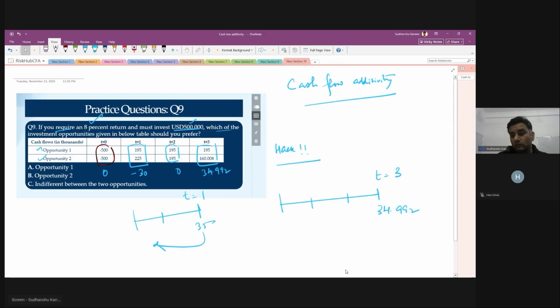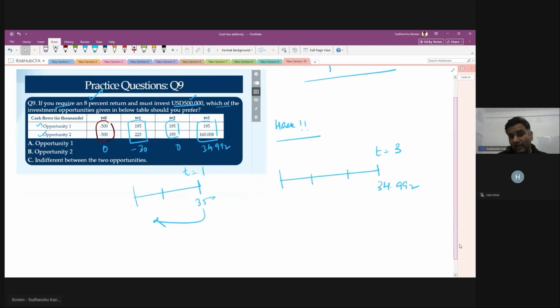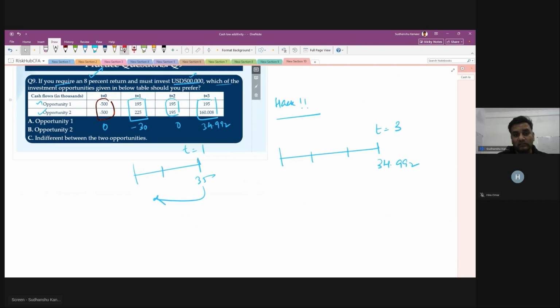Now, if you try to take the present value, in the first case you try to go back, it's t equal to 1. So if you try to go back here, or if you don't want to make it so complicated, you can do the full thing also.